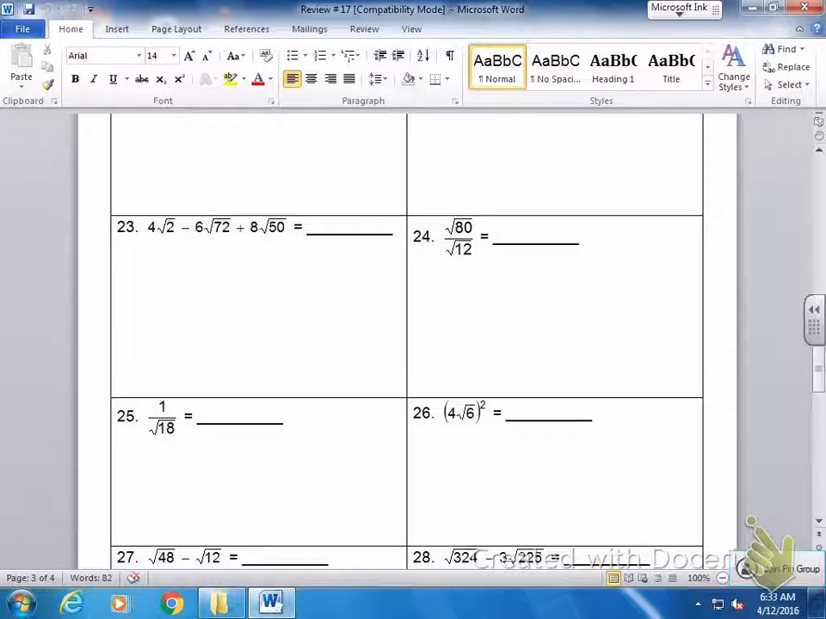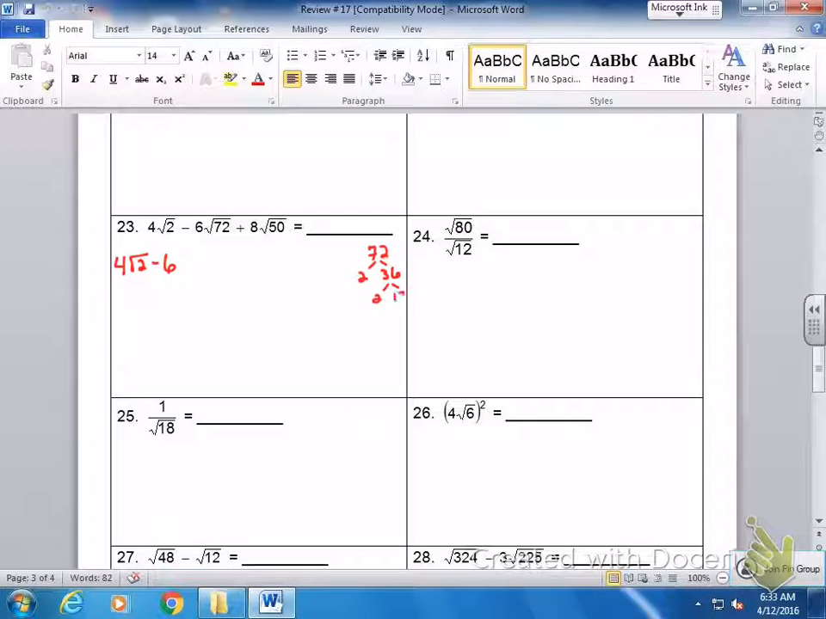I have 4 square roots of 2 minus 6 square roots of 72 plus 8 square roots of 50. Now, if I look at the first term, 4 square roots of 2, there's nothing that I can do there. But I do have the square root of 72, so I'm going to simplify. I can take a 2 out of 72, and I get 36. And guys, I'm pretty sure we've done 36 recently. You could use that to go on from here.